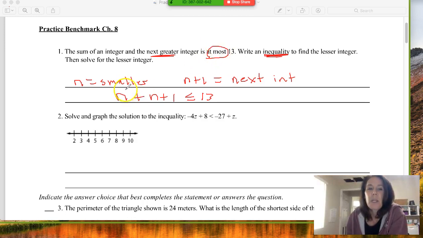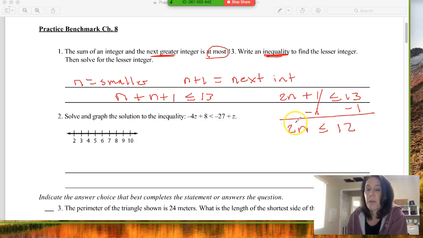All right. So n plus n, let's solve over here. n plus n is 2n plus 1. That's less than or equal to 13. Now we need to solve for n. We need to isolate it by itself. So we start peeling off this part. Peel off the add and subtract first. Subtract 1 from both sides of the inequality. I need to do it to both sides to keep my balance. So I've got 2n is less than or equal to 13 minus 1, which is 12.